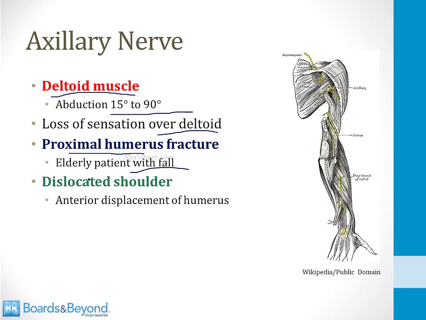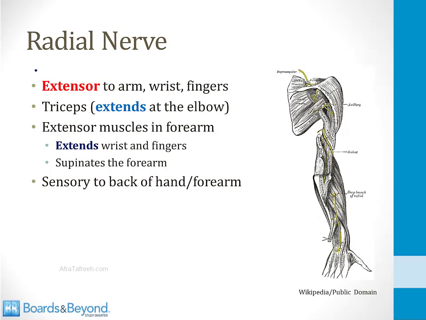In addition, if patients have a dislocated shoulder from trauma, for example during a football game and a tackle, this can lead to anterior displacement of the humerus, meaning the humerus moves out of the joint and forward towards the front of the body. This can damage the axillary nerve and also cause weakness of abduction and loss of sensation over the deltoid.